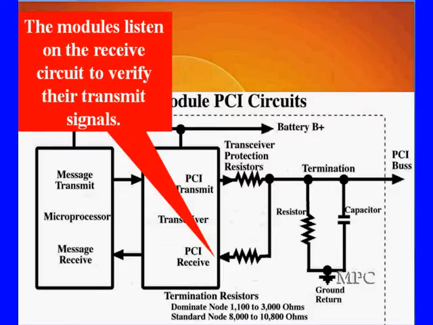Remember, the module listens with the receive circuit to verify its transmits. We're wondering how these things know they've made a mistake. Well, it sits here and says, I want a dominant signal. I'm transmitting dominant. Then it says, did I read a dominant? This is called data verification. It verifies its own messages.